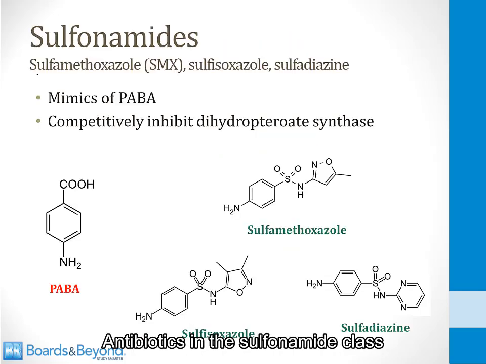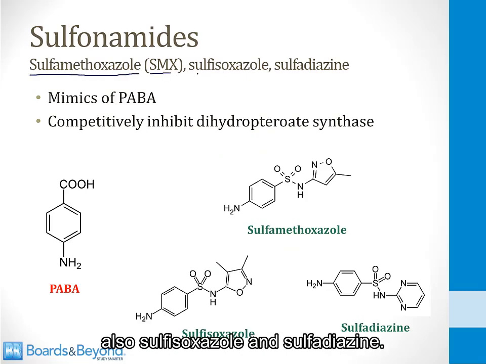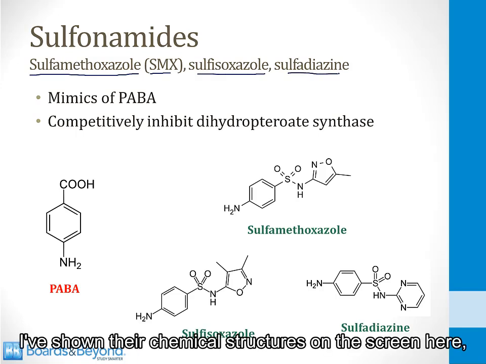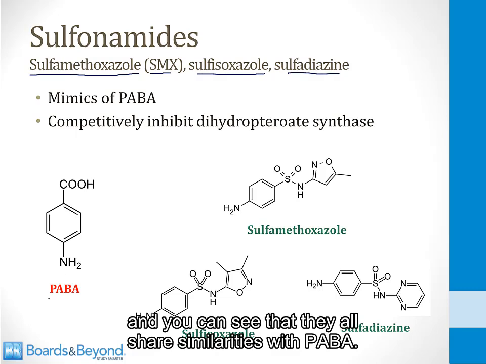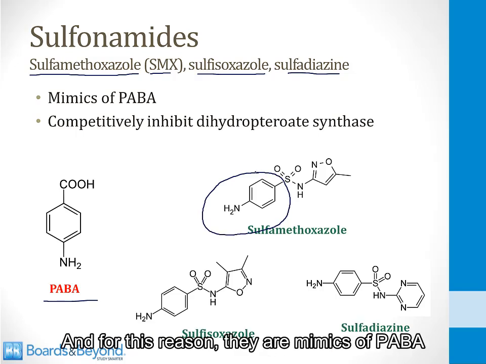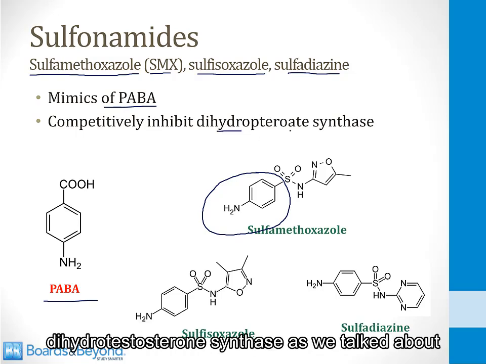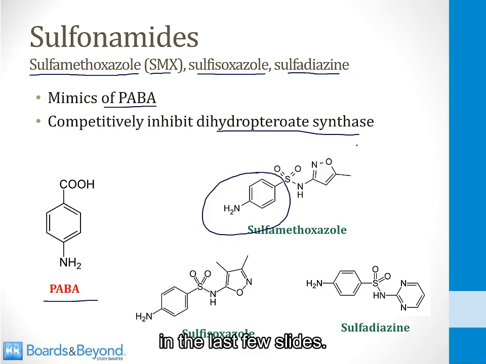Antibiotics in the sulfonamide class include sulfamethoxazole, which is often abbreviated SMX, also sulfisoxazole and sulfadiazine. I've shown their chemical structures on the screen here, and you can see that they all share similarities with PABA. They all have a benzene ring attached to a nitrogen group, and for this reason, they are mimics of PABA, and they will competitively inhibit dihydropteroate synthase, as we talked about in the last few slides.